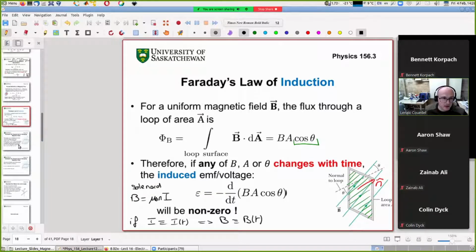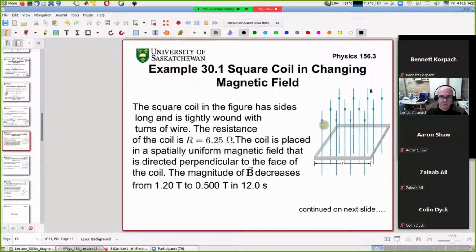All right, so before we jump into the explanation of this negative sign, let's use the knowledge we already have to calculate some EMF. So here's a first example. I forgot to write down the information, but I will add it on the fly. Here you have a square coil, which has sides of length L equal to 0.515 meter and is tightly wound with N equal 500 turns of wire. The resistance of the coil is R equals 6.25 ohm.